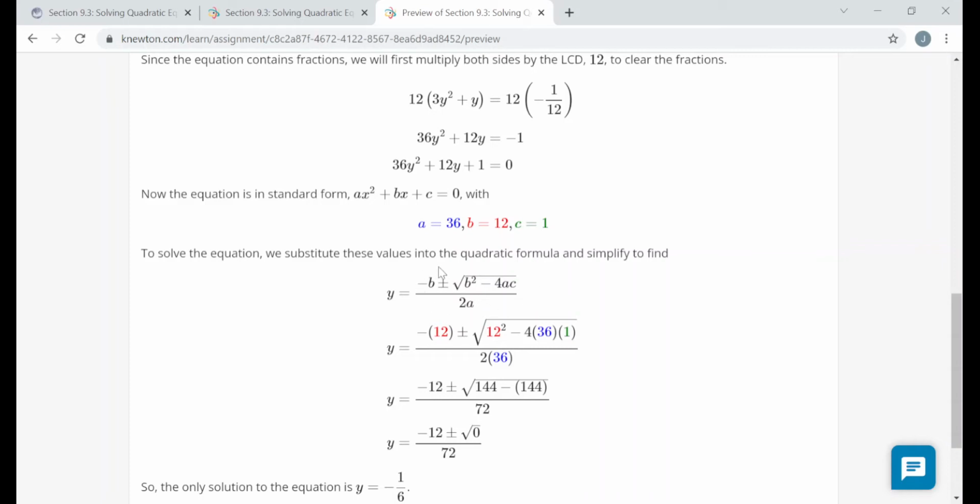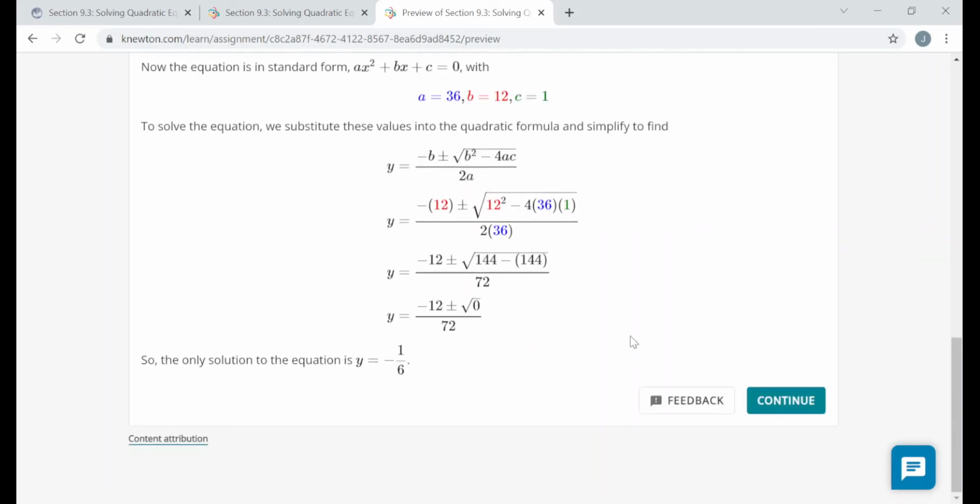But if you don't memorize this, you can always just solve by completing the square method, from section 9.2. If you remember how to solve a quadratic equation by completing the square, you don't need the quadratic formula. They both end up with the same results. They both end up giving you the same solutions. So it's up to you what you like better.